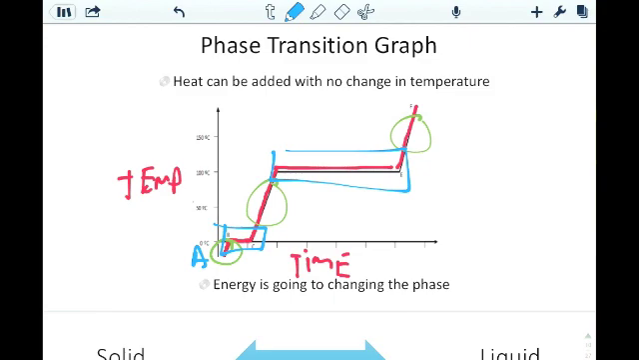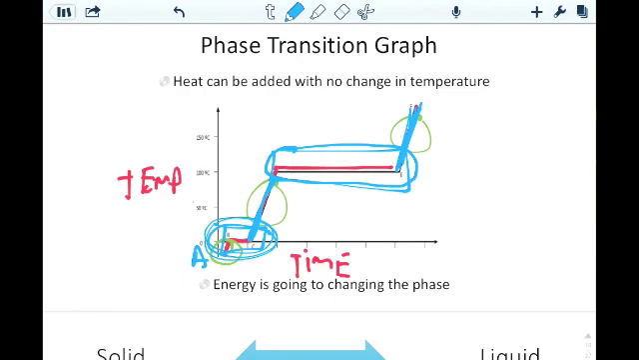That would be heating up a solid. Then at the first plateau, right here, is when you would change from a solid to a liquid. So that would be melting. Then you would have this slope right here, which would be the heating up of a liquid. Then you get to this plateau, where you change phase from a liquid into a gas. And this last slope would be the heating up of a gas.